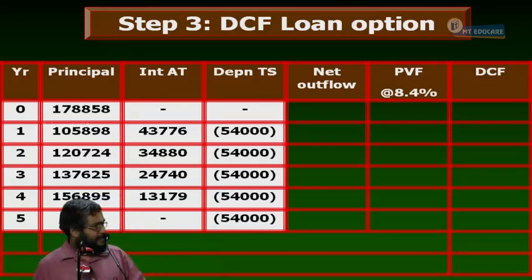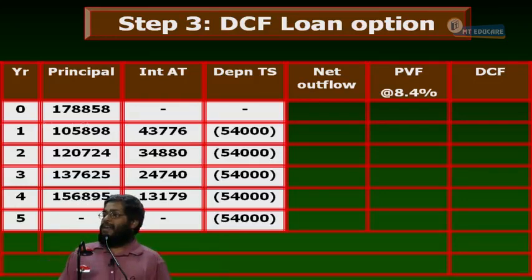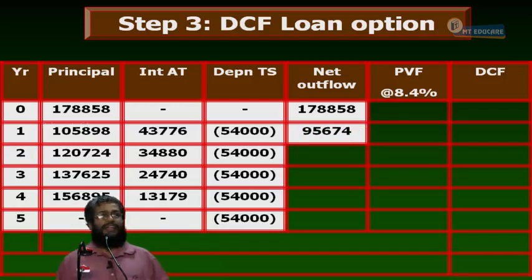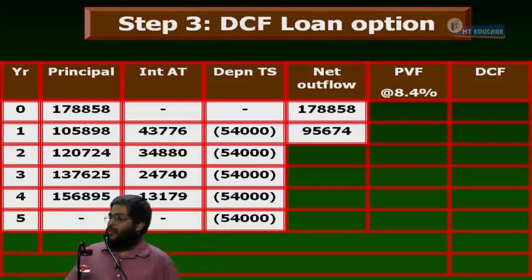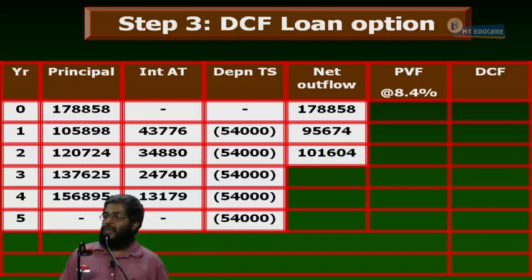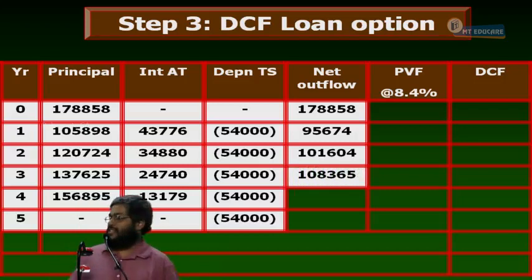Depreciation tax savings. Tell me, what is the first year net cash flow? 1,05,898 plus 43,776 minus 54,000. What is the number? 95,674. Year 2: 1,20,724 plus 34,880 minus 54,000, tell me the number: 1,01,604. Year 3: 1,37,625 plus 24,740 minus 54,000, the number is how much? 1,08,365.